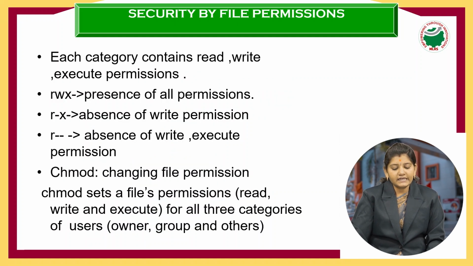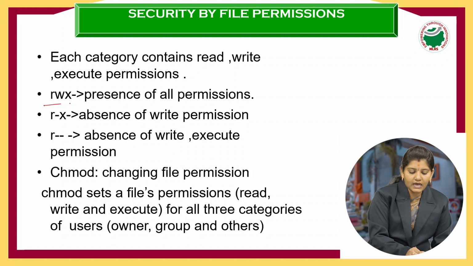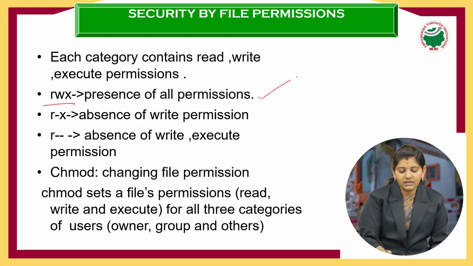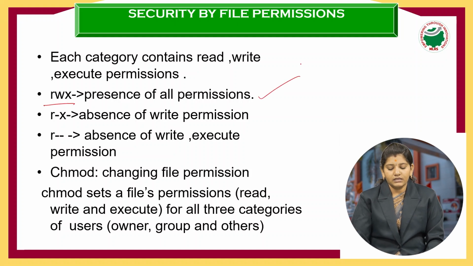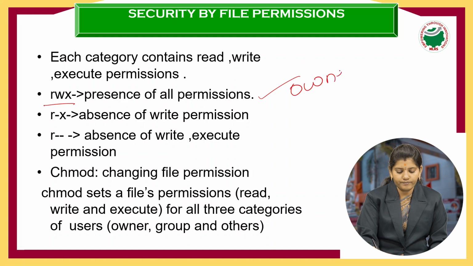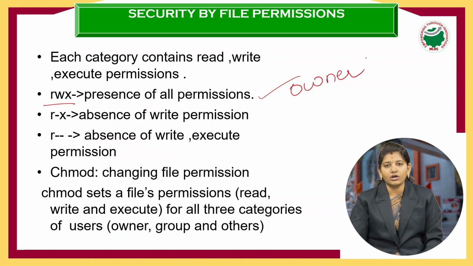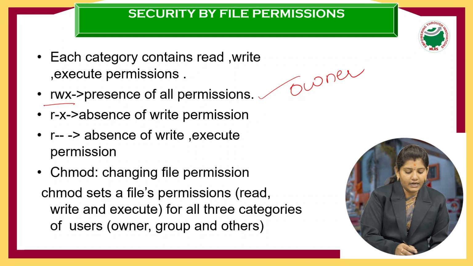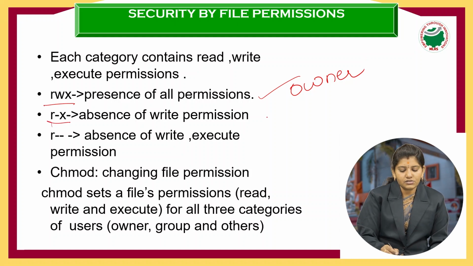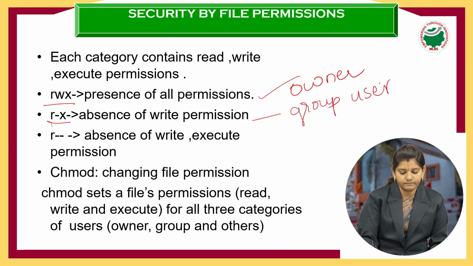Next, each category contains read, write and execute permissions. So here RWX is nothing but where we can give all the permissions. Here it is the owner permissions, so the owner has all the permissions, like read permission, write permission, modify and everything. And here R and X, so only the read permission is given. This is nothing but the group permission or else the user permissions.